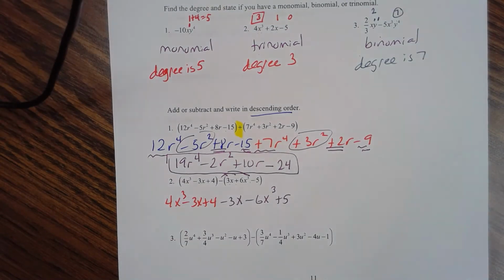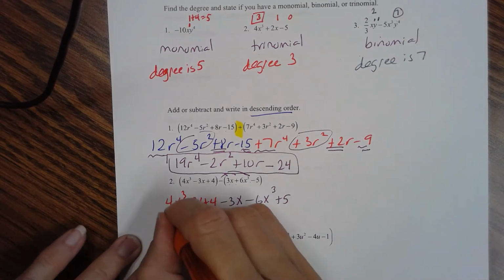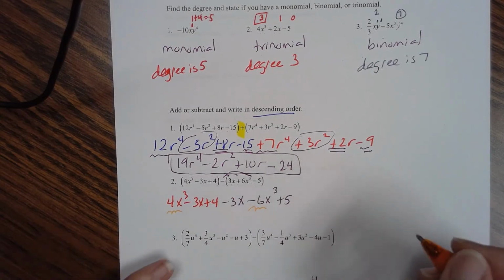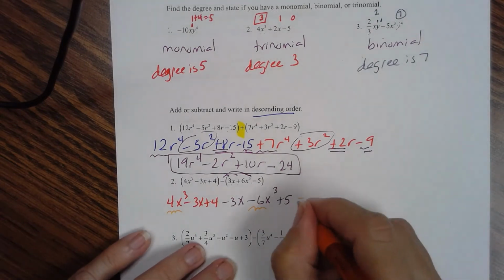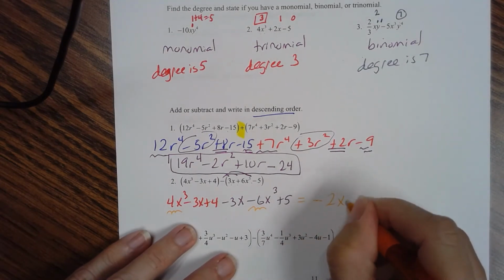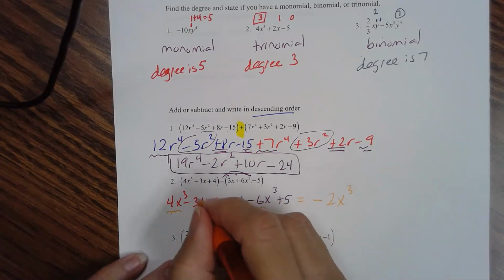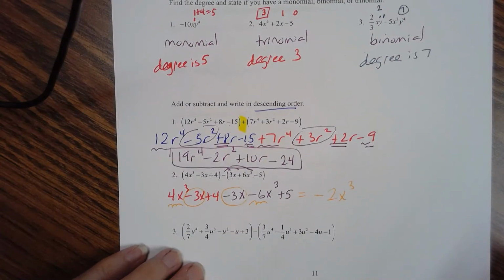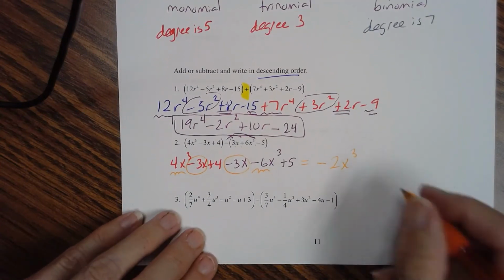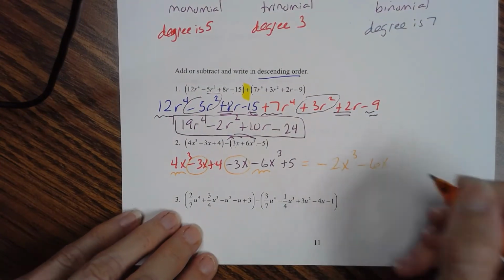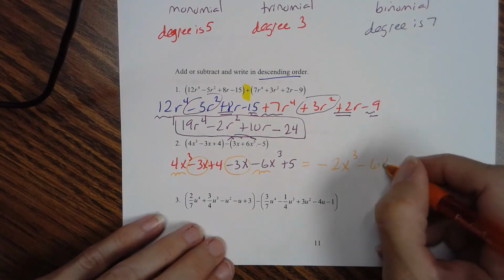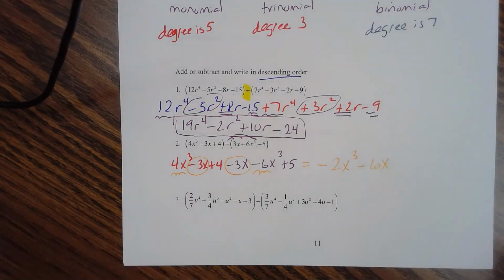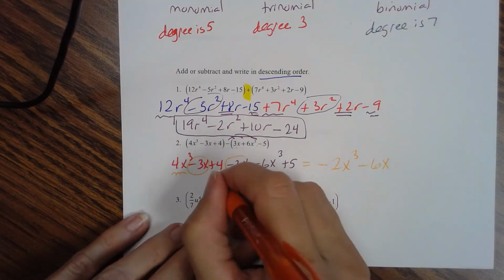So all you got to do now is combine your like terms and go in descending order. So starting with the highest power, we have 4x to the third minus 6x to the third, which gives me negative 2x to the third. You have a negative 3x and a negative 3x. Those do not cancel out. A negative 3 and a negative 3 give you negative 6x. Again, we are only adding or subtracting, so powers do not change. And lastly, we have a positive 4.